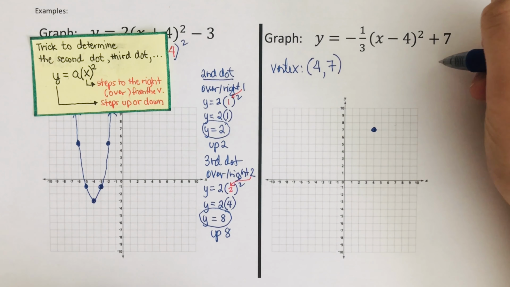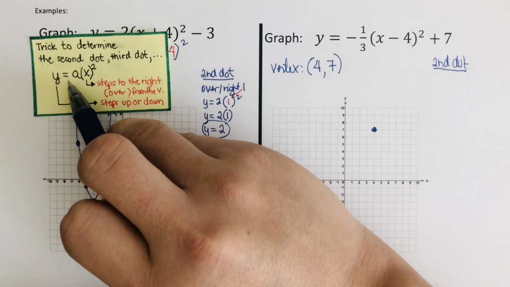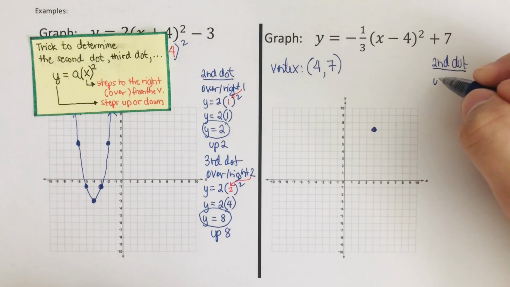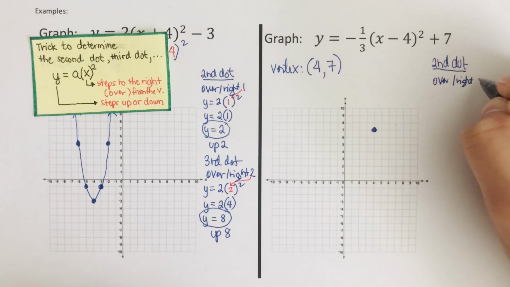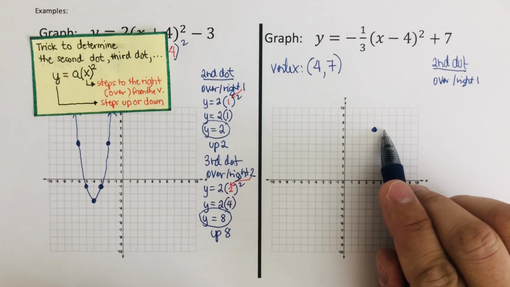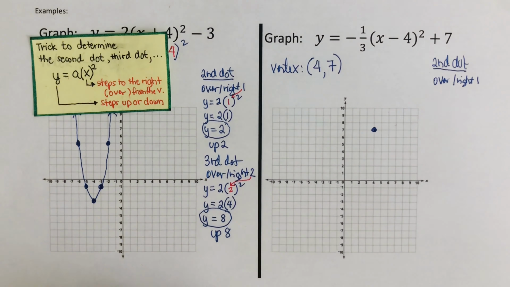And then we are going to determine the second dot. Again, to determine the second dot, we're going to use this. So that is y. By the way, we go over or right 1. So we don't know, do we go up or do we go down? Based on this being a negative, we're supposed to be going down, but we need to determine how far do we go down.